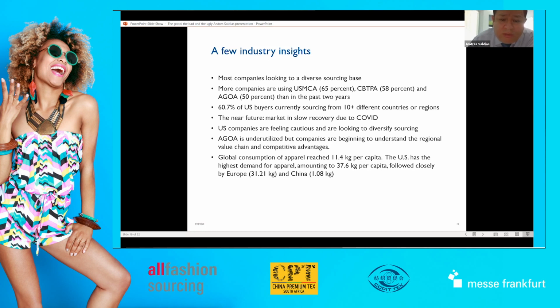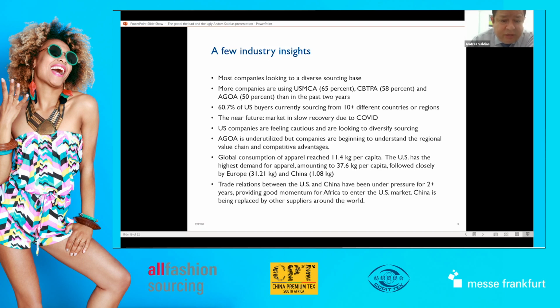The global consumption of apparel reached 11.4 kilograms per capita. That's globally. Out of that, the highest demand is the US market, at 37.6 per capita. That means every single American buys 37 kilograms of garments per year. Now imagine how much 37 kilograms is. Just weight: jeans, t-shirts, underwear. Their culture is to shop. Americans get bored and they go shopping. And if they can't shop, they go online. Europe is 31.2 and China 1.8 kilograms per year.